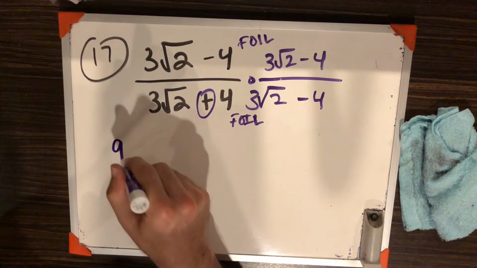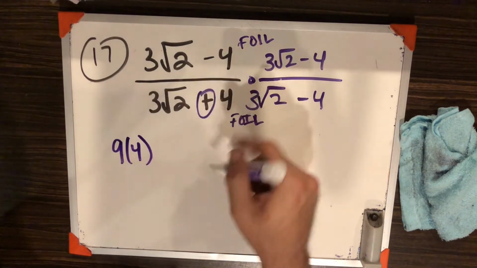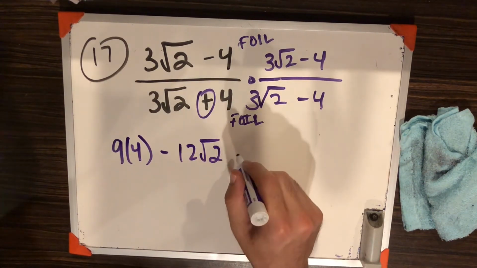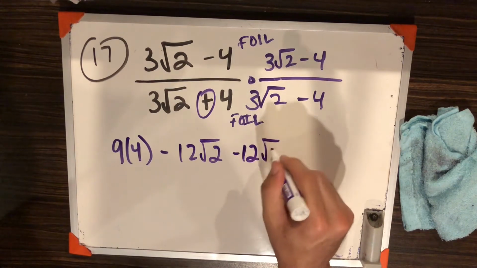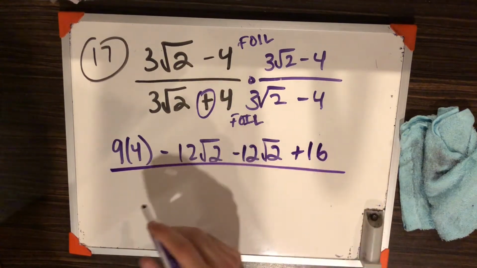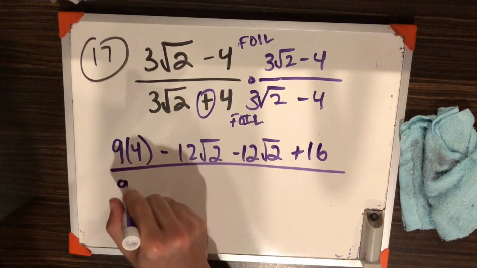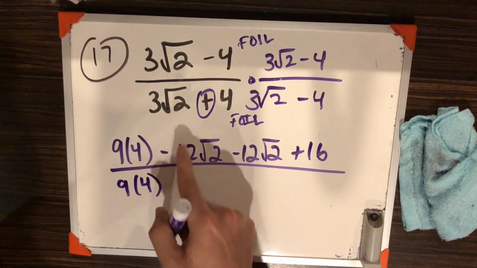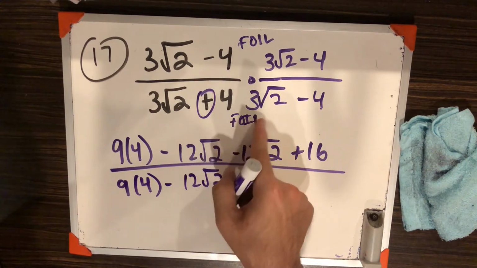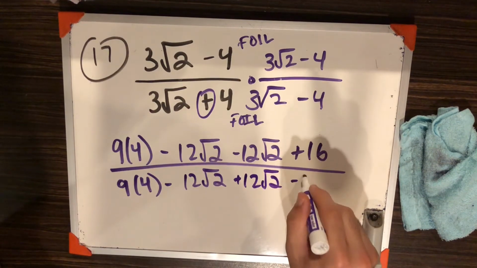First, that would be 9 square root of 2 times square root of 2 is 4. Outside, that would be minus 12 square root of 2. Inside, that will also be minus 12 square root of 2. And last would be plus 16. We'll clean that up later. FOIL here, so first and first, that would be actually the same thing. Outside, that would be 12 square root of 2. Inside, that would be plus 12 square root of 2. And last would be minus 16.